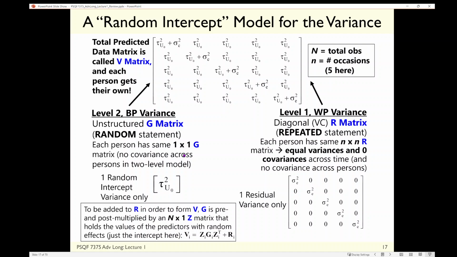So how this gets built is by taking the G matrix, so this holds the level 2 random intercept variance for now.